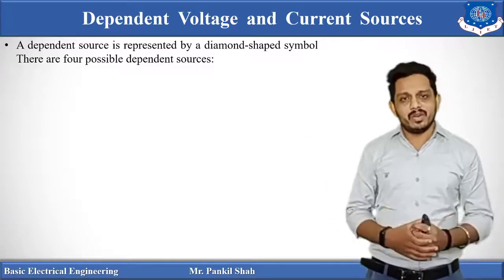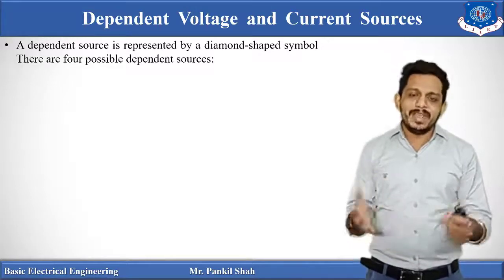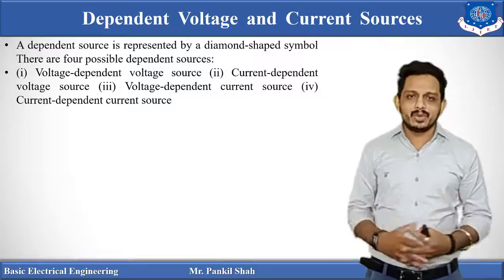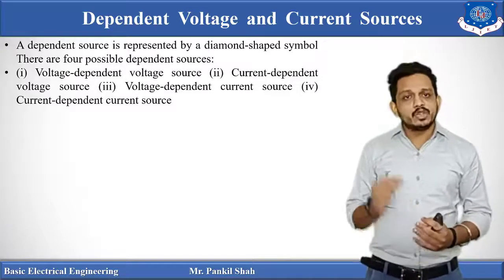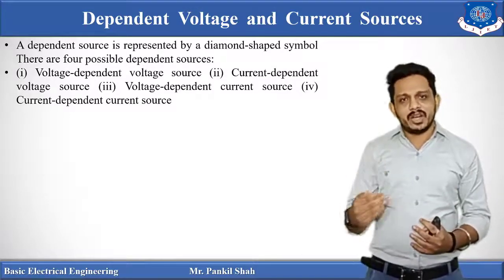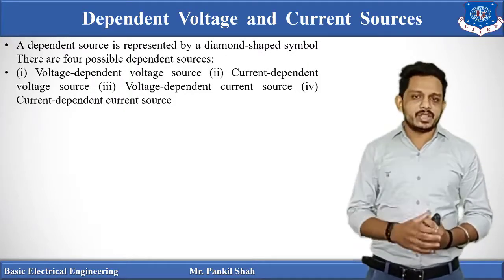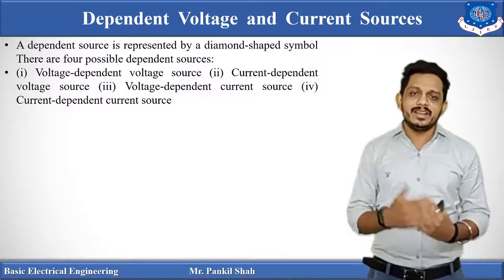It is not having a constant value, because if that parameter is changed, then the value of that source will be changed. So let's see the different types of dependent sources. There are basically four types of dependent source available. The first dependent source is the voltage controlled voltage source. That means this is a voltage source, but its value is controlled by some other voltage of that circuit.